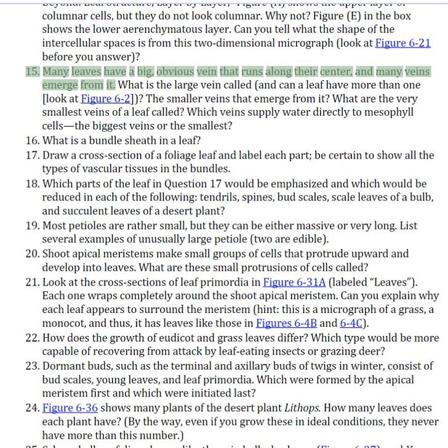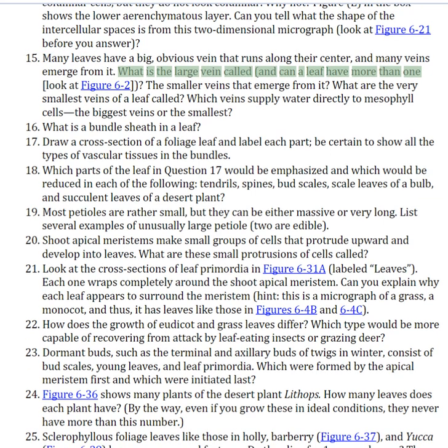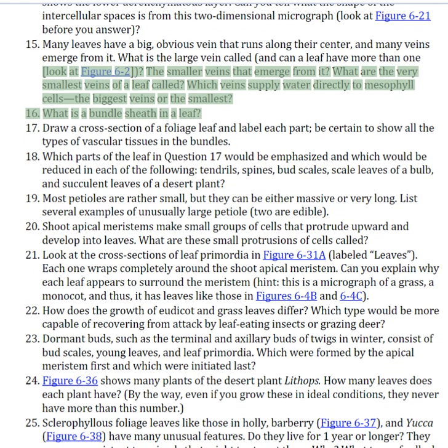15. Many leaves have a big, obvious vein that runs along their center, and many veins emerge from it. What is the large vein called, and can a leaf have more than one? What are the smaller veins that emerge from it called? What are the very smallest veins of a leaf called? Which veins supply water directly to mesophyll cells, the biggest veins or the smallest?